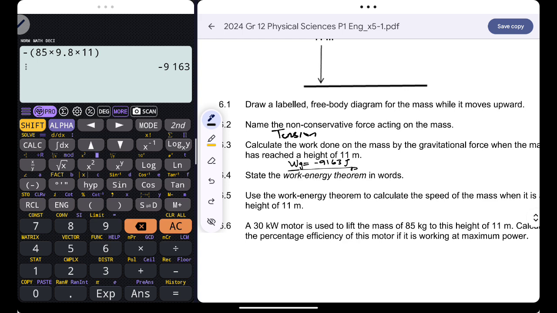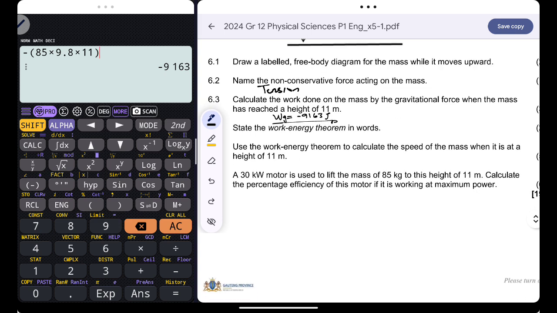Now they want us to state the work energy theorem in words. It simply states that the net work done on an object is equal to the object's change in kinetic energy. The net work done on an object is equal to the object's change in kinetic energy.